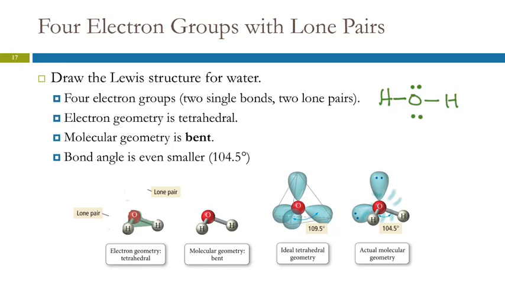We see the effect of those very repulsive lone pairs on the bond angle. We would expect 109.5 from that tetrahedral geometry of the electron groups. It's actually 104.5, because now we have two lone pairs. And they're going to be even more repulsive. They're going to repel each other big time, and they're going to repel those single bonds.